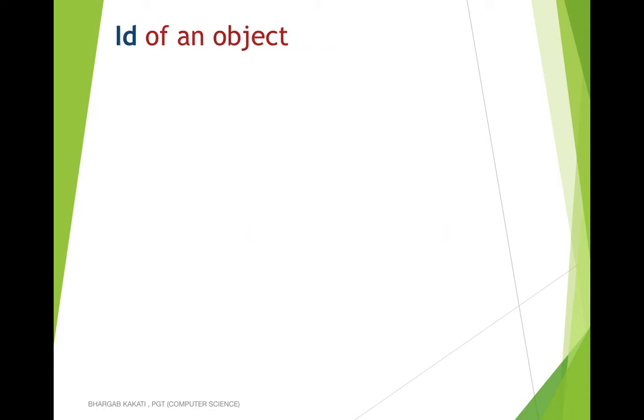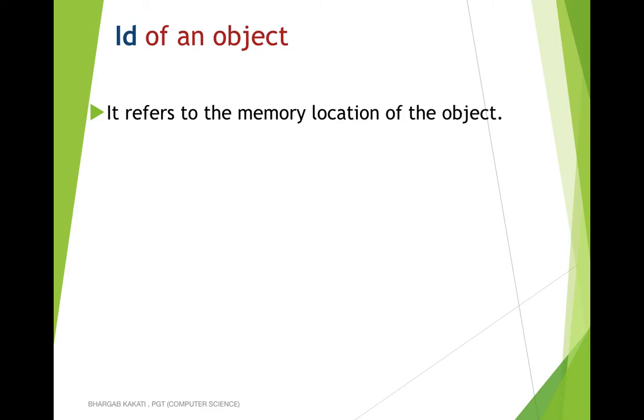Finally, we have the last attribute, which is the ID of an object. Now what do we mean by an ID? ID means the identity. Now how to give identity to an object? It is given automatically by the Python interpreter in terms of memory location. So ID refers to the memory location of the object.